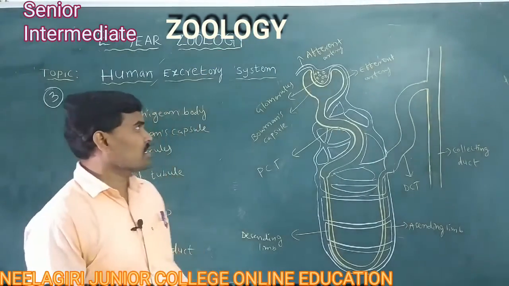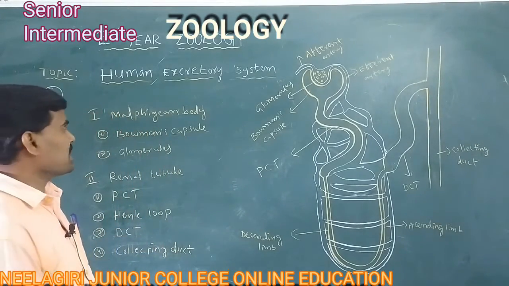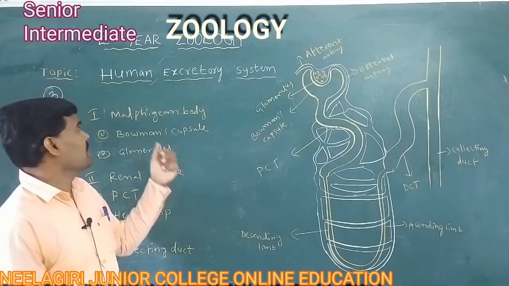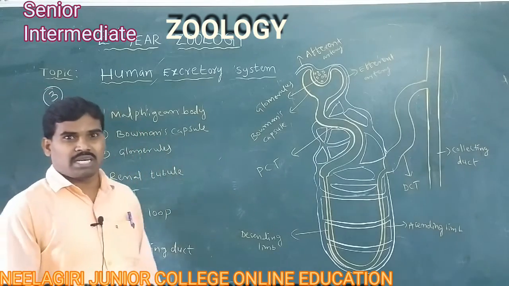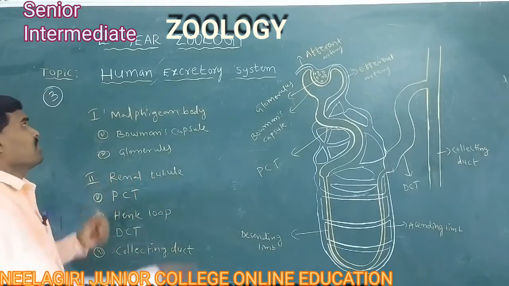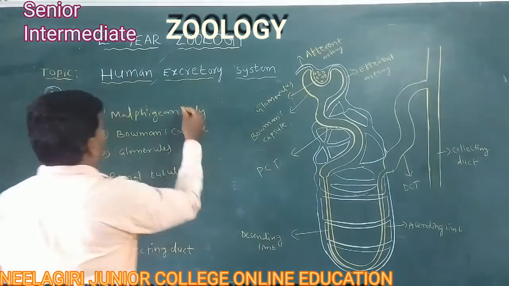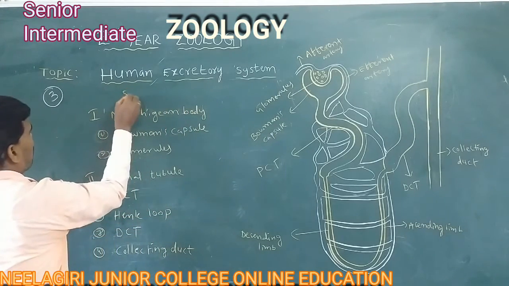Okay, students, now we are going to learn about the human excretory system, which we covered in the previous class: the kidneys, ureters, urinary bladder, and urethra. We will discuss next the structure of the nephron.